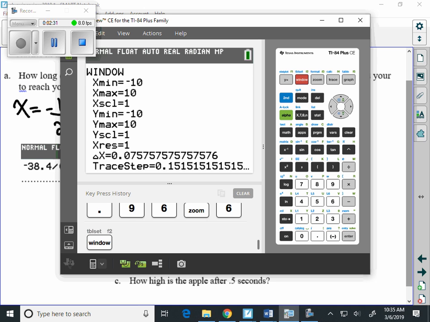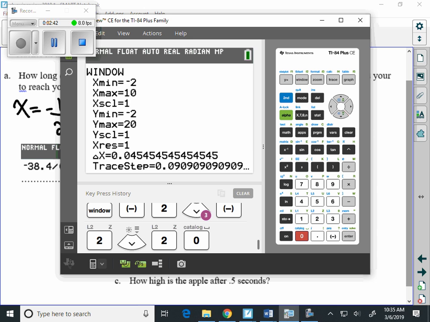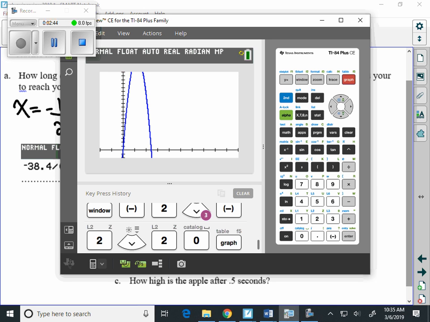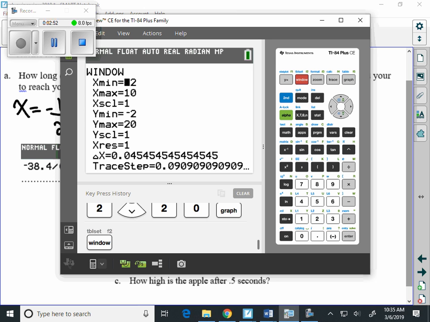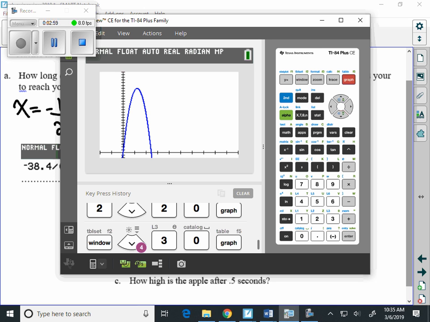So we go back to our window, I'm going to go back to my negative 2, and I'm going to leave that 10, I'm going to make negative 2 here, but I'm going to start by making the y max 20. It might be good enough, or it might not. And it isn't. We can't see the very top. So I'm going to go back to the window, and I want to change this maybe to 30. And that should be enough for us to be able to see the top of the graph.